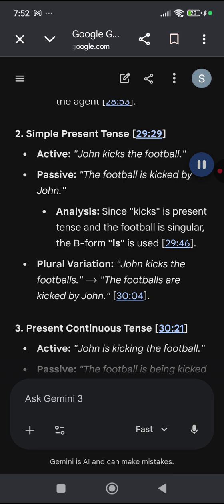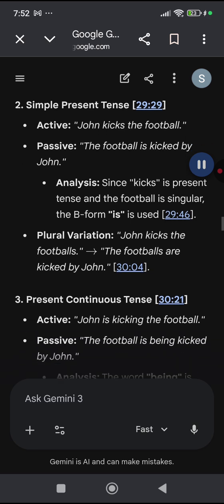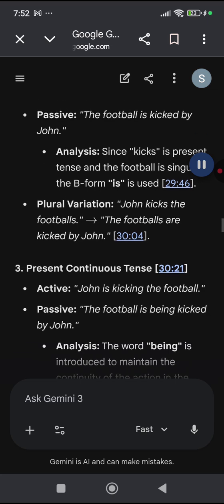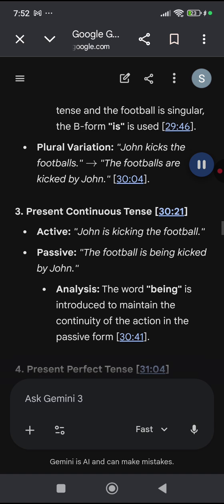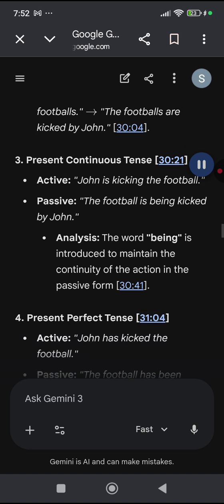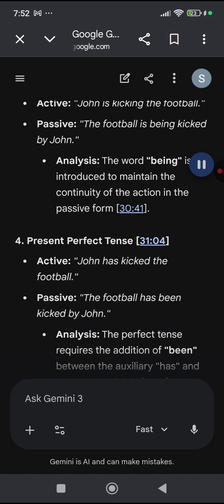Plural variation. John kicks the footballs becomes the footballs are kicked by John. 3. Present continuous tense. Active: John is kicking the football. Passive: The football is being kicked by John. Analysis: the word being is introduced to maintain the continuity of the action in the passive form.